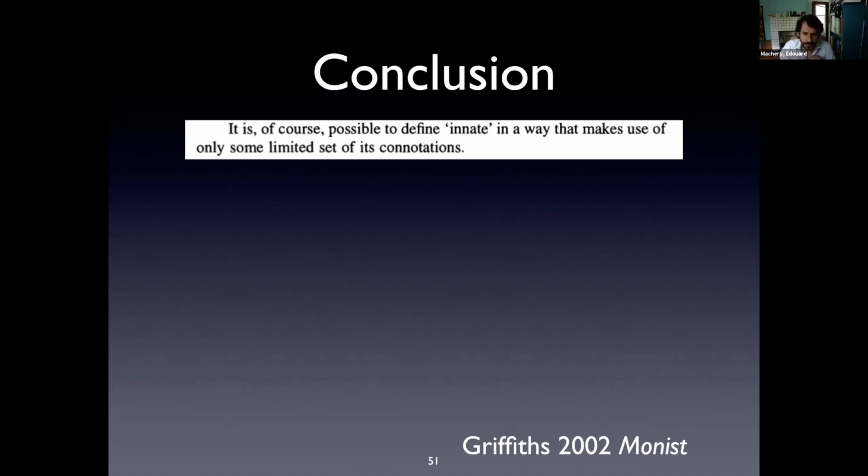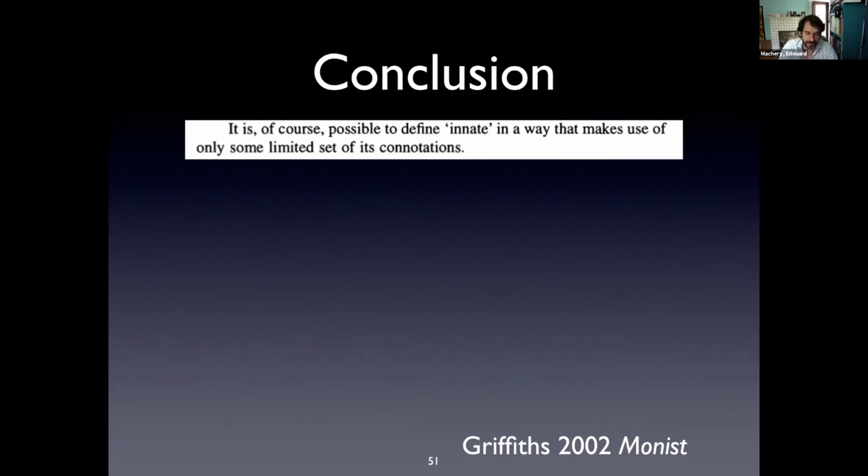Here's what he says. It is, of course, possible to define innate in a way that makes use of only some limited set of its connotations. You could identify innateness with fixity, and you could say that fixity is canalization, for example. But, Griffiths says, innateness is a term in common use, and one that represents a highly intuitive way of thinking about living systems. So it's a manifest concept, it's part of a core theory. This existing system of thought acts as a sink that draws new stipulative usages back towards the established use. It's what we call an attractor.